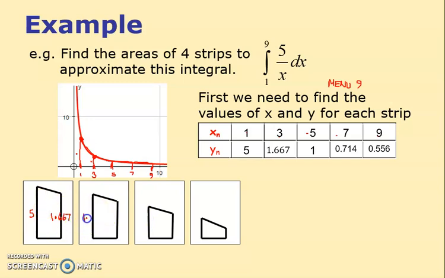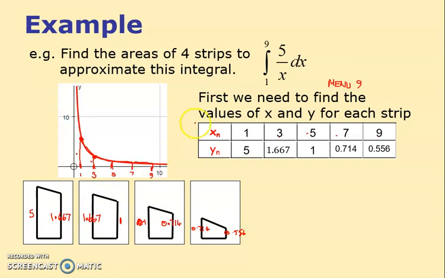And then my second one starts at 1.667, and then it's 1 high. And then my third one is 1 high, and then on the other side it's 0.714, and then it's 0.714, and then a very little 0.556.